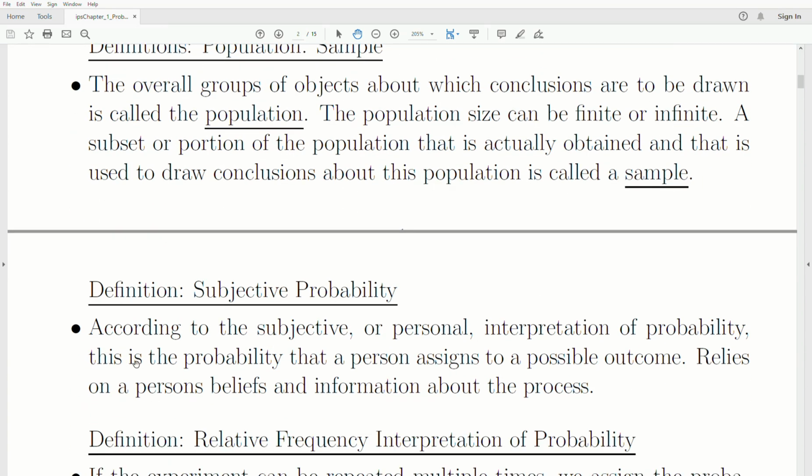Definition of subjective probability: it is according to the subjective or personal interpretation of probability. That's the probability that a person assigns to a possible outcome.